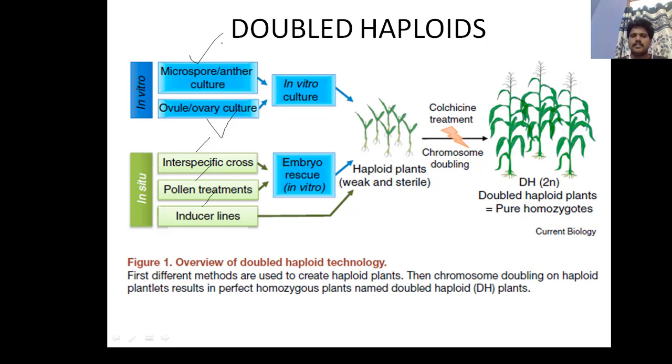When it comes to interspecific crosses or irradiated treatment of the pollen, we need to employ the embryo rescue technique to get haploid plants, and by crossing with inducers also we are able to get haploid plants. But the haploid plants are weak and sterile, as I have told earlier. So these are made stronger by chromosomal doubling using colchicine treatment. Finally, you get the double haploid lines, which are 2n in condition and pure homozygotes.